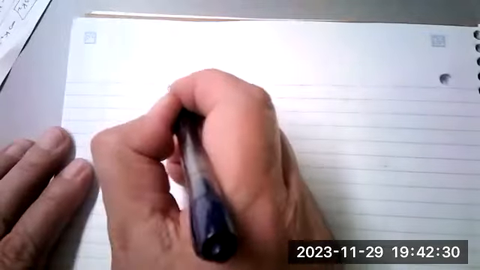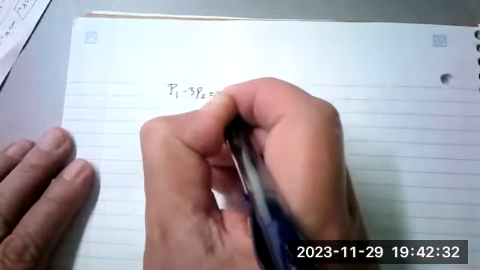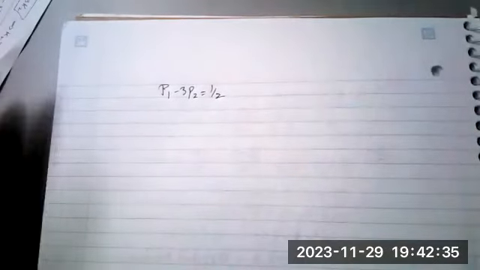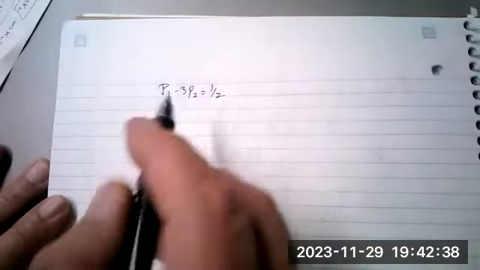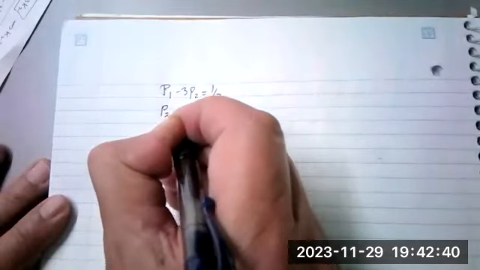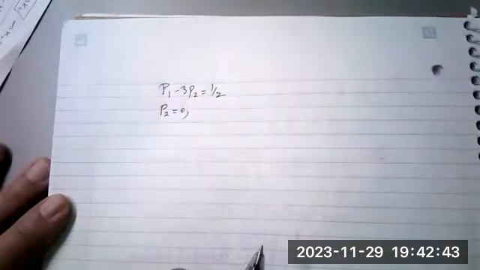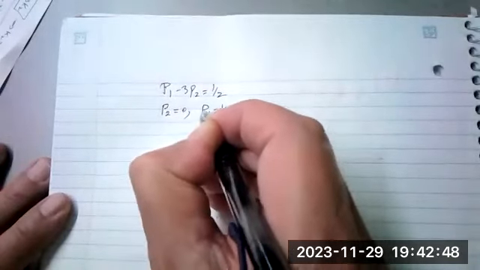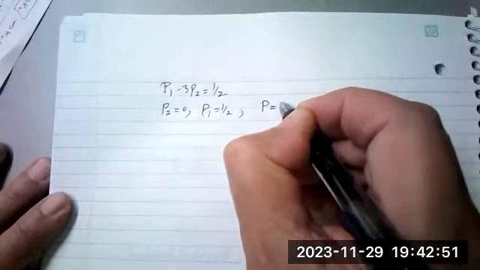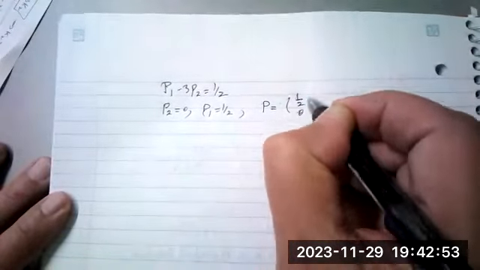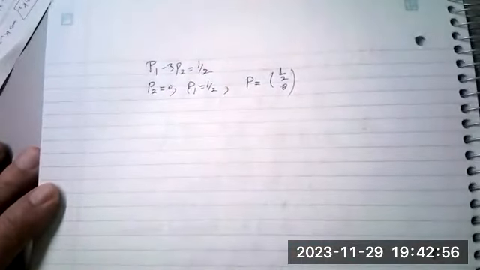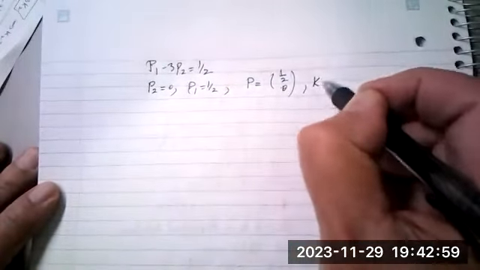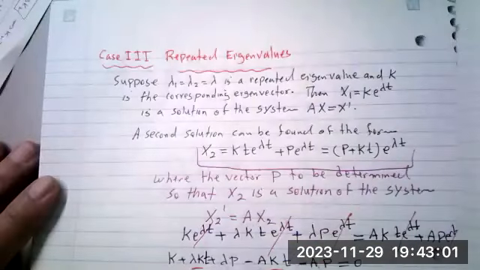You can pick any number you like for P1 and P2. So I repeat this one again: P1 minus 3 P2, the way I did it, equals 1/2. Any number would be fine. What's the easiest number? 0. If you put P2 equal to 0, then P1 would be a half. So the vector P is going to be 1/2 and 0. That's it. Remember, you already got the vector K. What is the K? K is 3, 1.